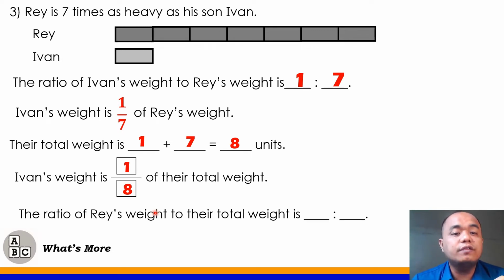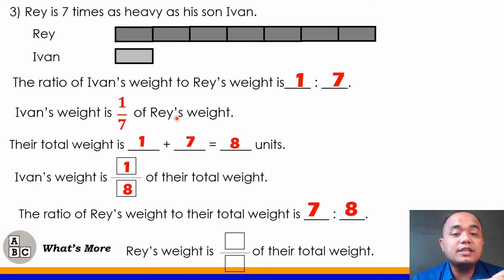Next, the ratio of Ray's weight to their total weight is blank is to blank. Ratio na naman yung itinatanong, class. Pero yung first quantity natin dito ay Ray's weight. Yung second quantity ay ang total weight nilang dalawa. Again, what is the weight of Ray? Very good, that's 7. And the total weight is 8. So, ang ratio ng bigat ni Ray sa kabuuang bigat nilang dalawa ay 7:8.